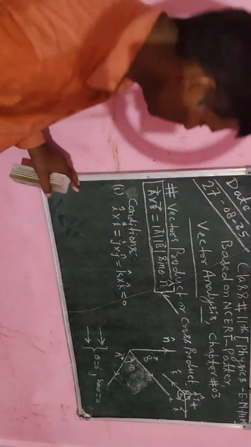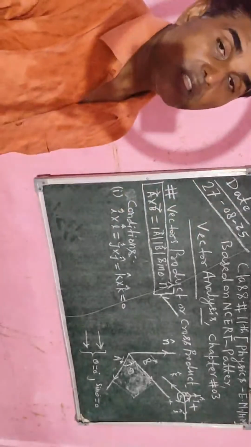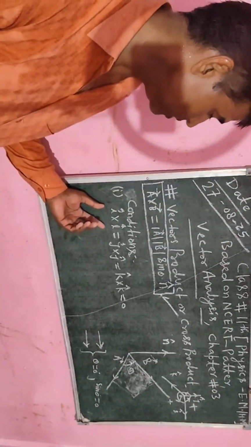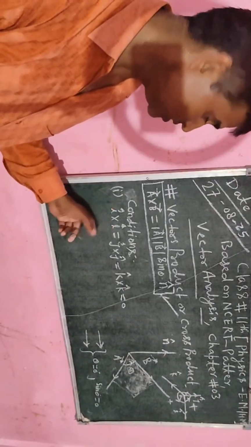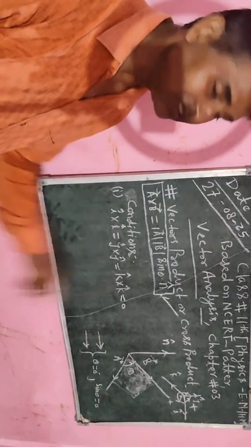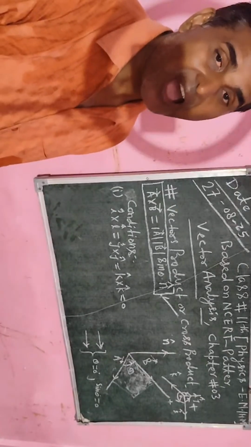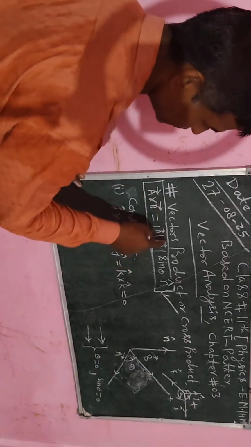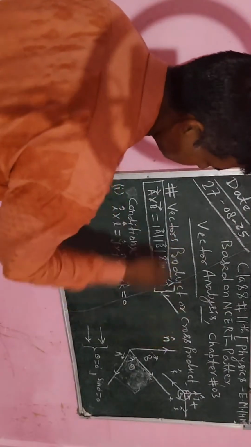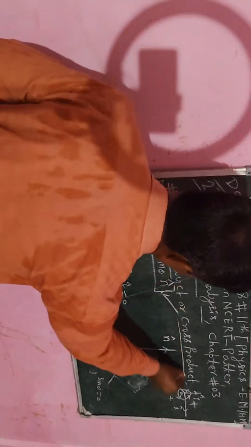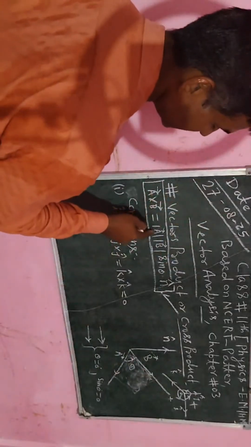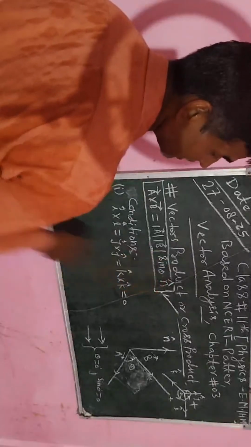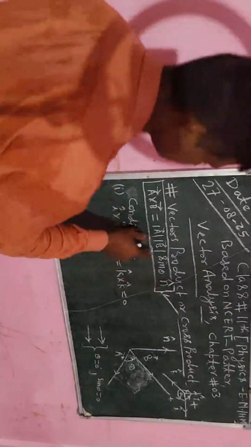Each and every student has to follow this concept. If I take the cross product of the same vector, the value will be 0. I cross I will be 0, j cross j will be 0, and k cross k will also be 0, because these two vectors have angle 0 degree. So sin 0 degree is 0, because in the cross product or vector product I will remember the formula: A cross B is equal to magnitude of vector A into magnitude of vector B into sin theta, and this unit vector represents the direction of this vector.